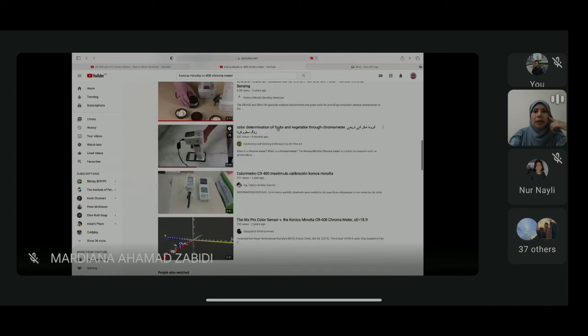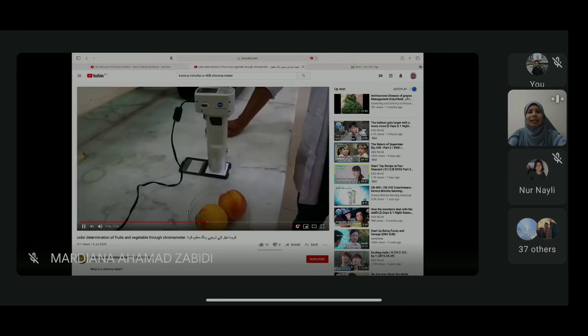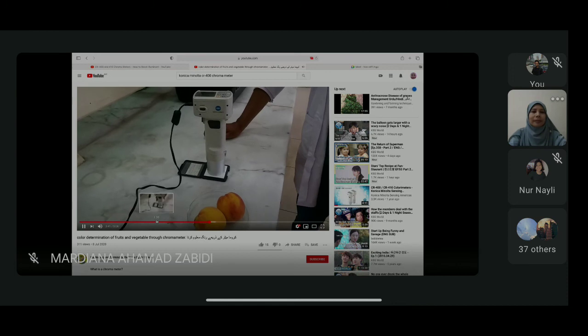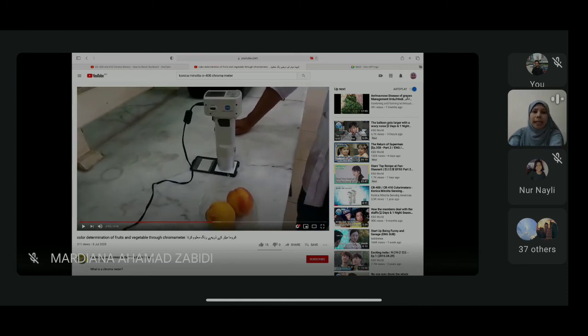Yang ni nanti you all boleh tengok orang ni punya video juga. Okay, how they do. Okay, yang ini nampak dia letak this handheld color chromameter right on the surface of this white plate. White plate ni memang ada. Okay, ini mula-mula untuk calibration.